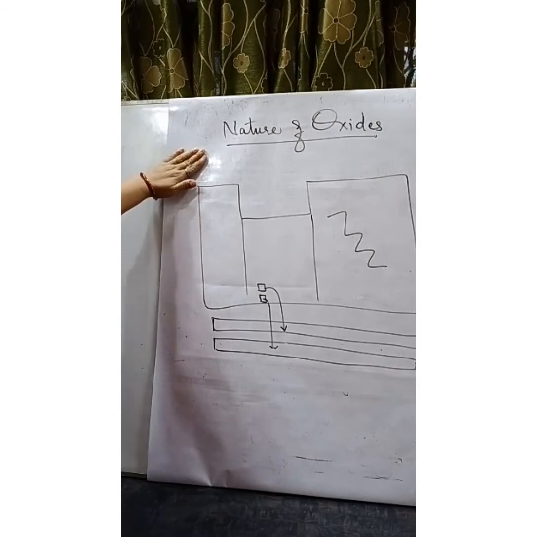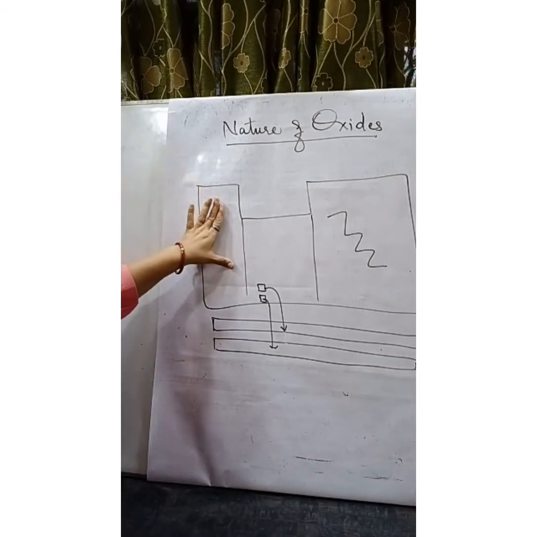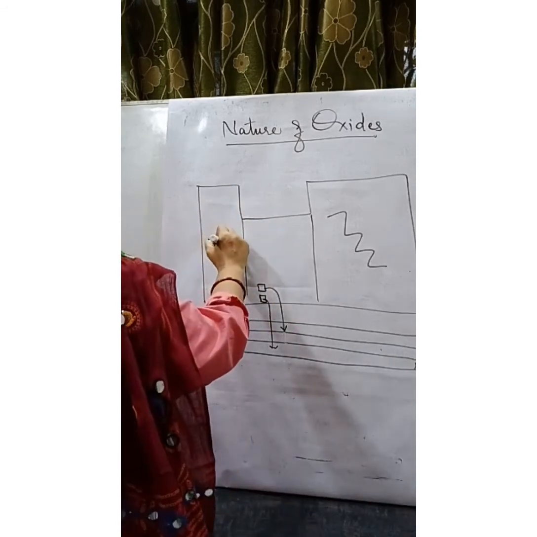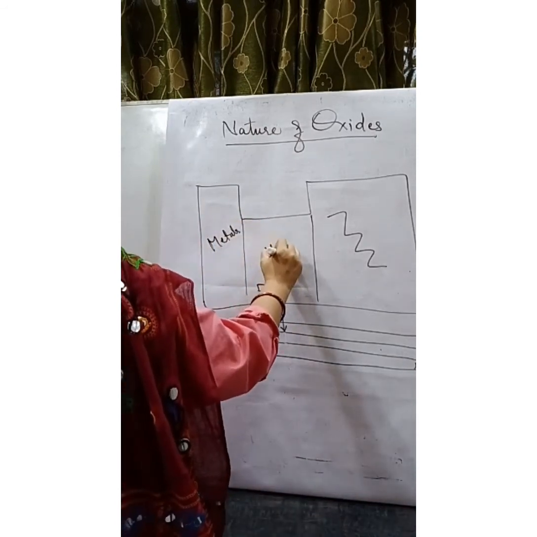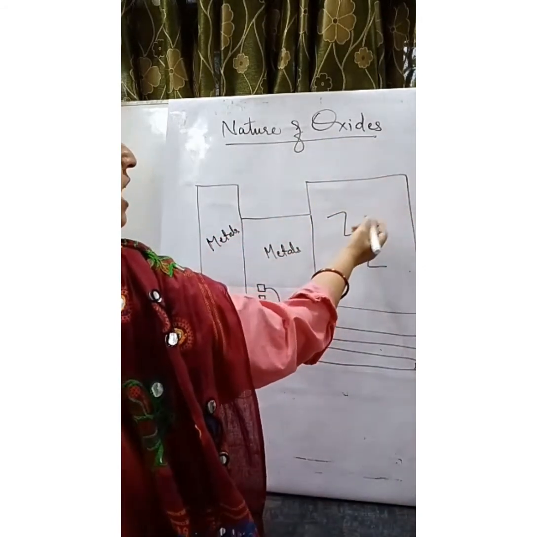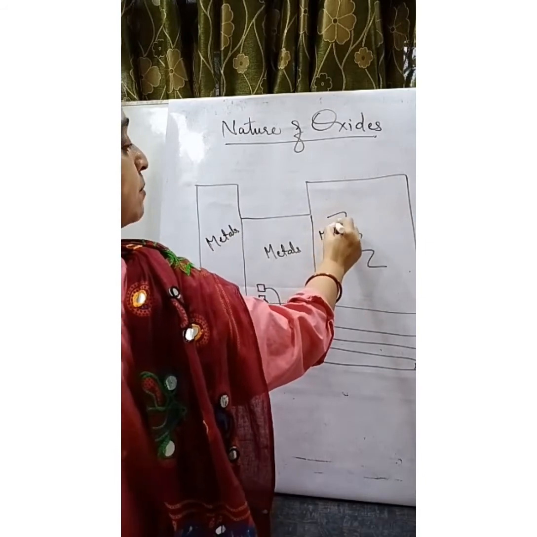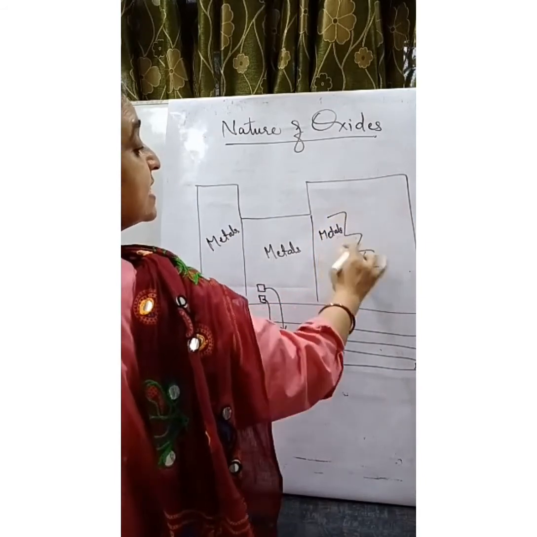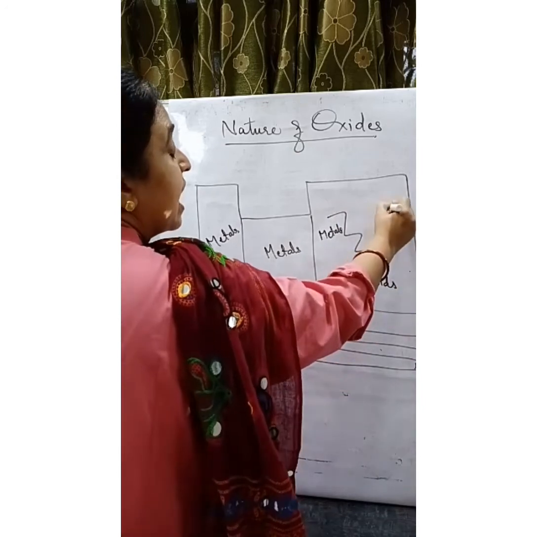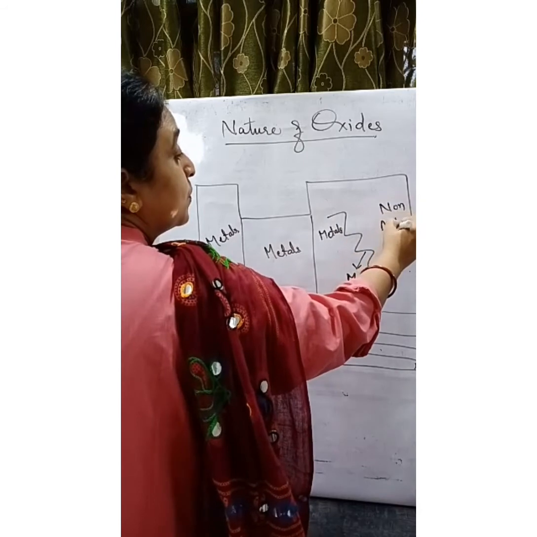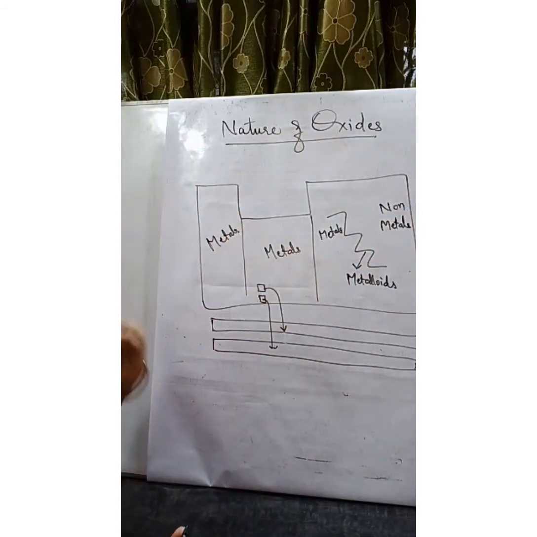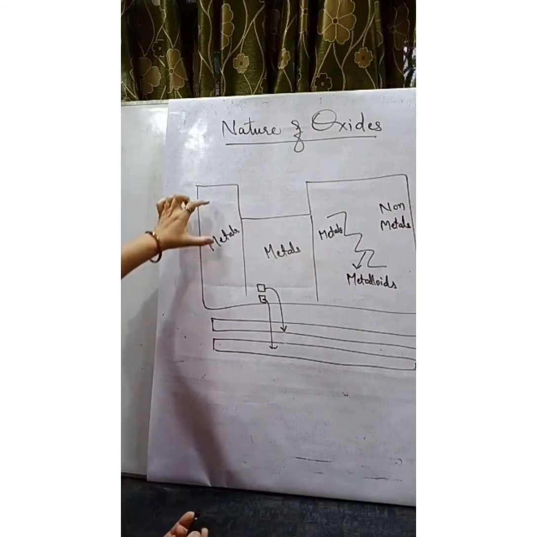Lastly, if we consider the nature of oxides, on the extreme left-hand side and center of the periodic table we have metals. On the extreme right-hand side in the p block we have everything. We have metals also, this zigzag line is metalloids, and we have non-metals also. Now, oxide means when the elements react with oxygen, they form oxides.